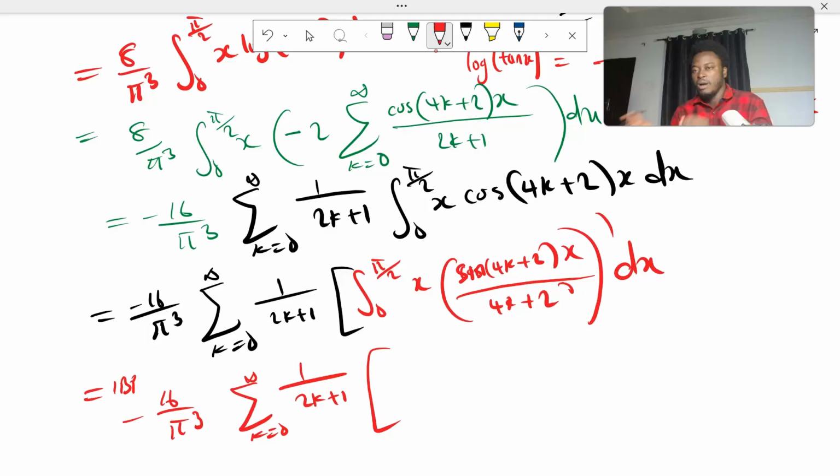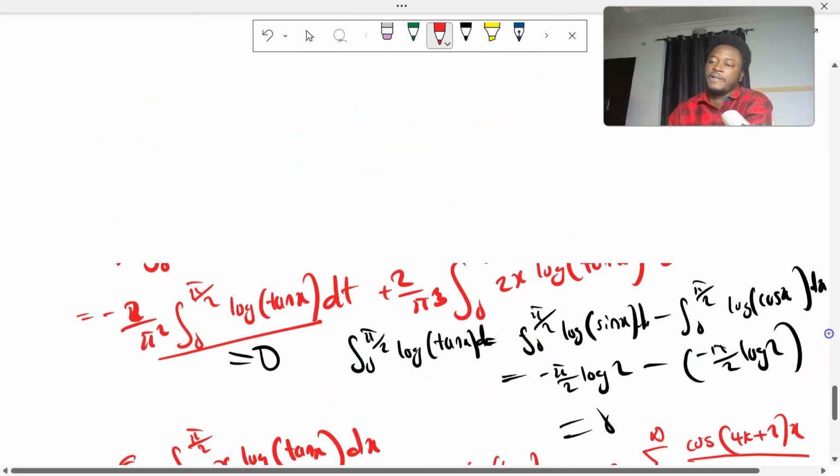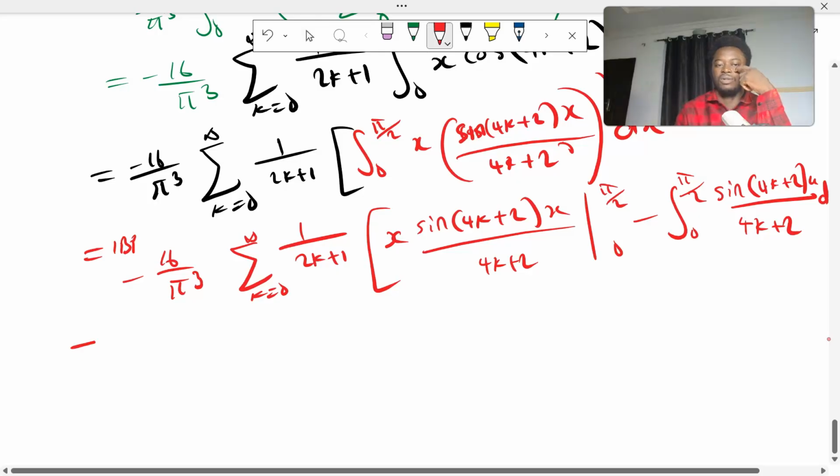Then you have, on one part, x sine of (4k plus 2)x all divided by 4k plus 2, and this is from 0 to pi over 2. Then you have minus the integral from 0 to pi over 2 of sine of (4k plus 2)x all divided by 4k plus 2 dx. Now notice that everything here is 0. Everything here goes to 0.